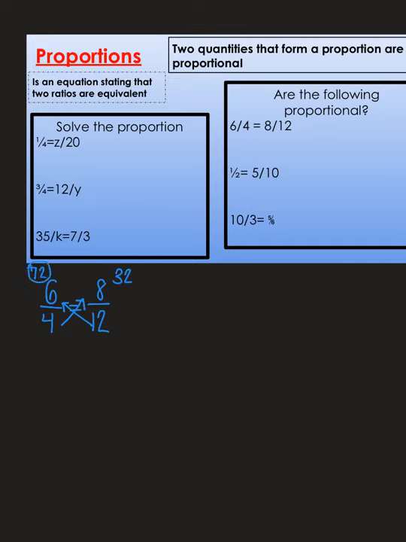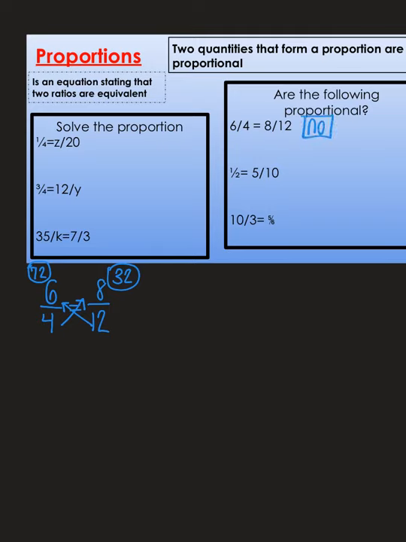In order for these two fractions to be proportional, these two numbers would need to be the same. Those two numbers we can see are not the same. We have 72 and 32. So that is not a proportion, or your answer would simply be no.